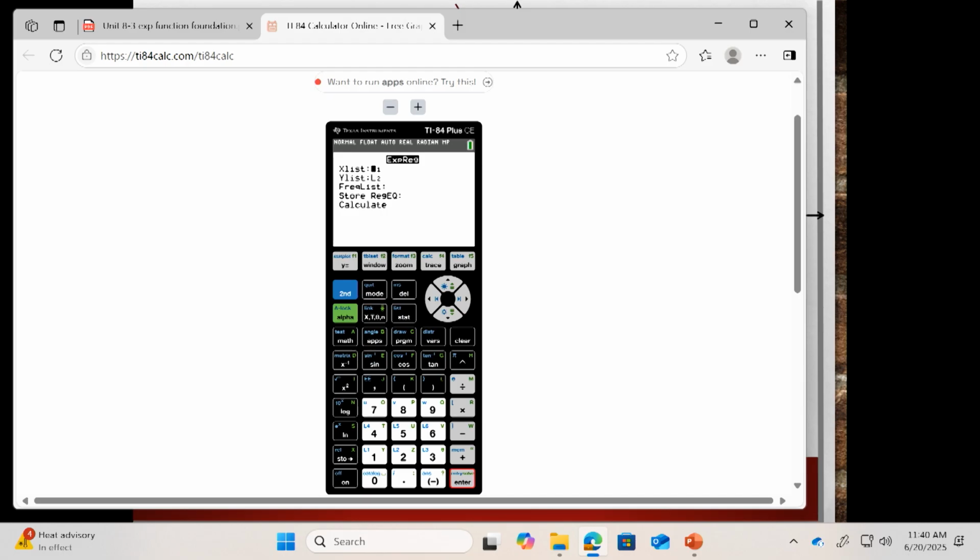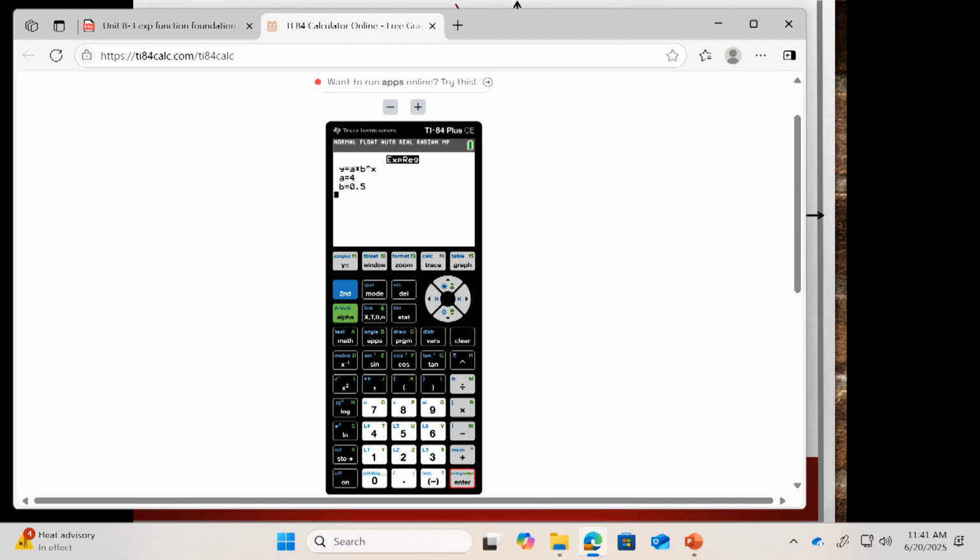My x values are going to be L1s. My y values are going to be L2s. So I'm going to scroll down till I get to calculate. And I'm going to press enter. Now, there is my equation. Y equals a times b to the x. It's telling me that a equaled 4, which it did, and b equaled a half.